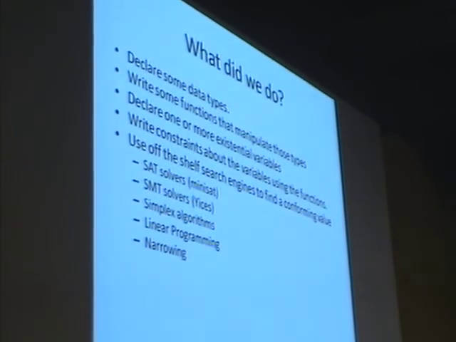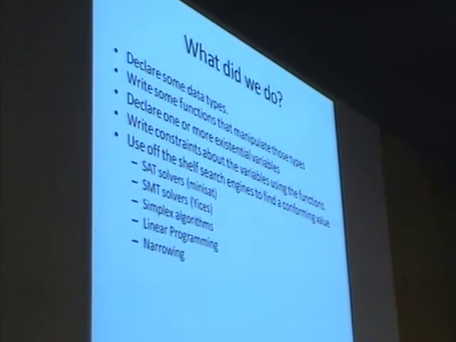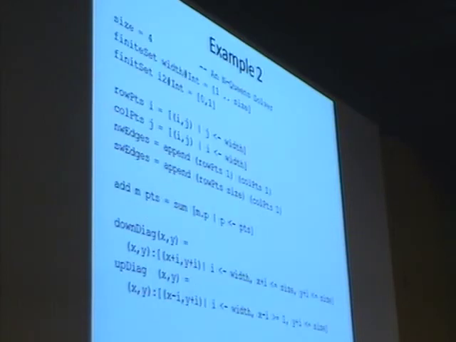So what did we do there? We declared some data types. We wrote some functions that manipulated those data types. We declared one or more existential variables. We wrote constraints about those variables using the functions. And then somehow that existential variable is attached to some decision procedure that essentially assigned a value to that existential variable. And then later on in my program, I could use that variable just as if I had computed it.